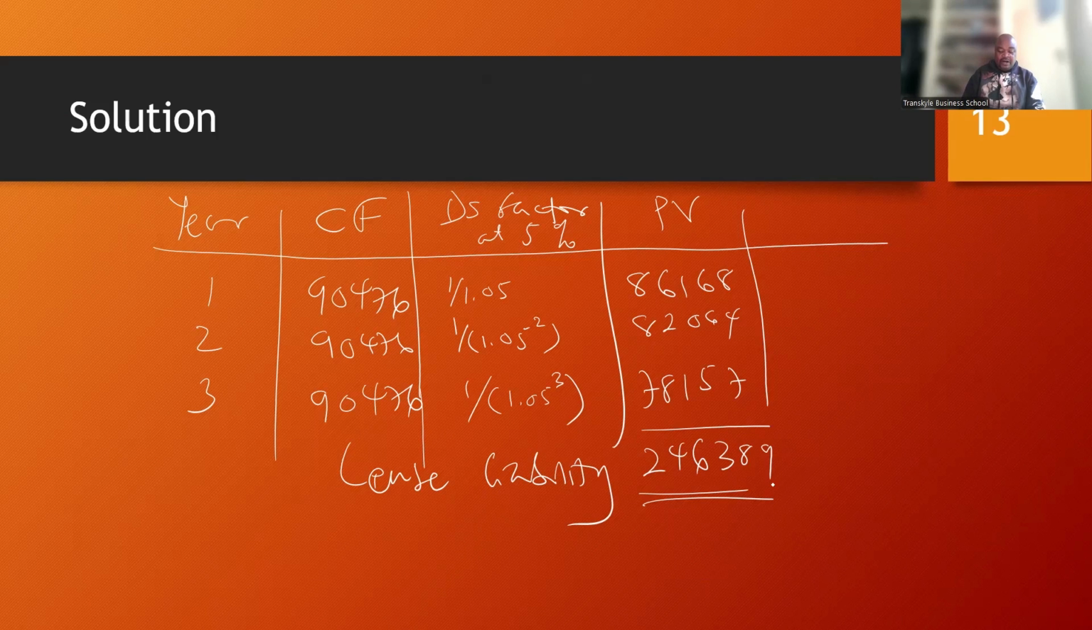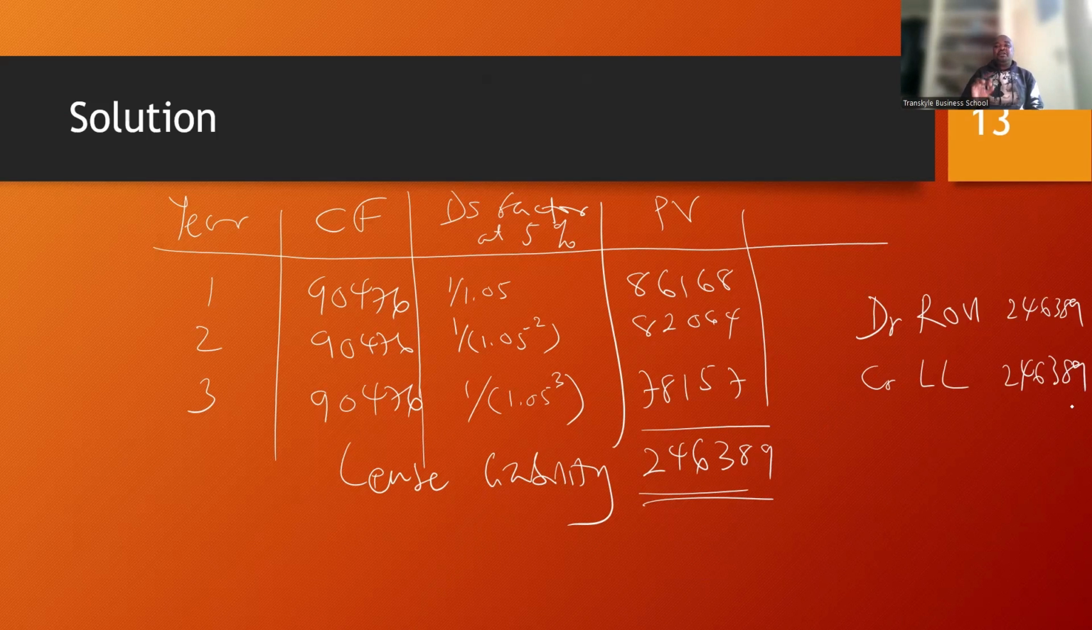146,389. That's our lease liability. So what are we going to do? We are going to straight away come with this journal: debit right of use asset, the right of use asset, with 246,389, and credit lease liability 246,389.